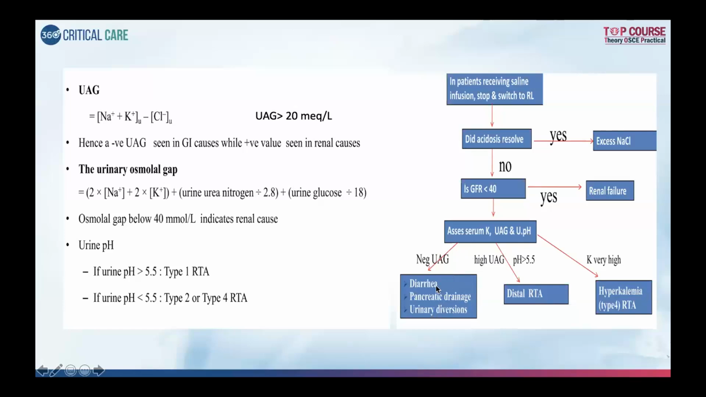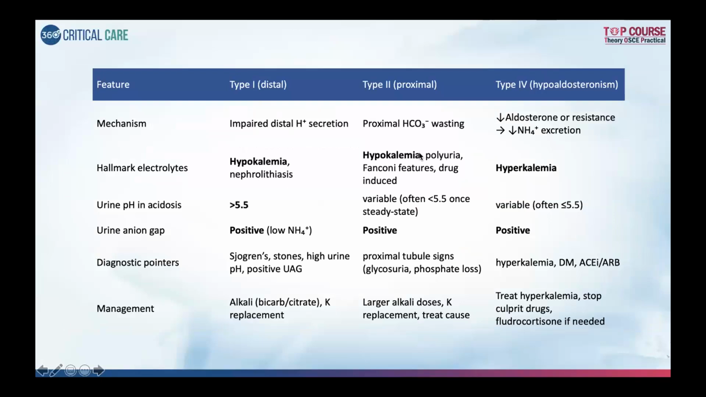Here, in type 1 and type 2, usually the potassium is low, hypokalemia, whereas in type 4 you have hyperkalemia. So this is the difference between type 1, type 2 and type 4. The mechanism: in distal, impaired potassium secretion; in proximal, bicarbonate wasting; and type 4 is hypoaldosteronism or resistance. The main differentiating factor in these three is that pH is high in distal, whereas pH is low in type 2 and type 4, and hyperkalemia will be there in type 4.